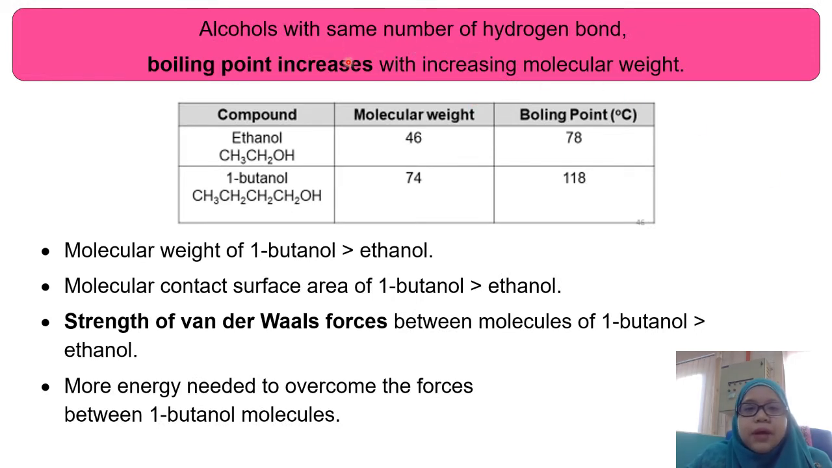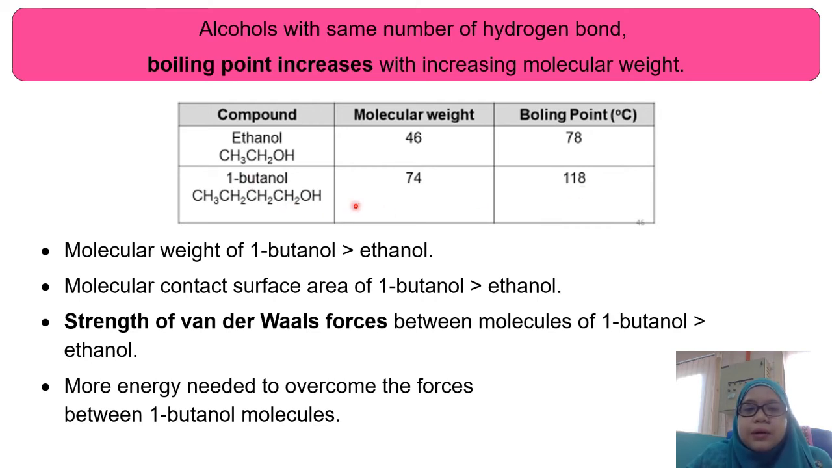Alcohols with the same number of hydroxyl groups, boiling point increases with increasing molecular weight. Here we look at different molecular weights. We have ethanol and 1-butanol. Ethanol is 46, 1-butanol is 74. So the molecular weight of 1-butanol is greater than ethanol. How about the boiling point? We see here ethanol has 78 degrees C, 1-butanol is 180.